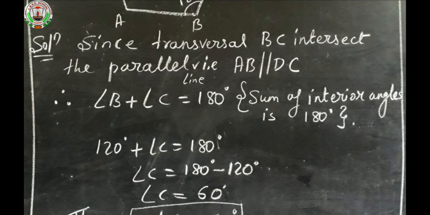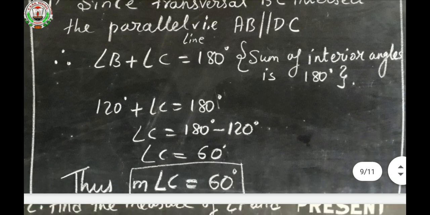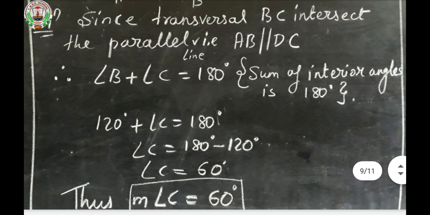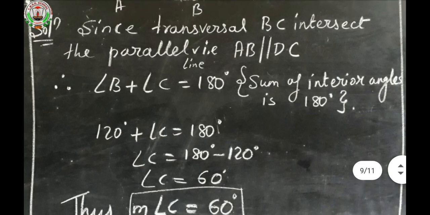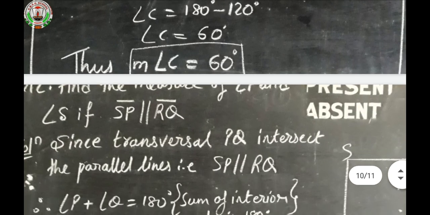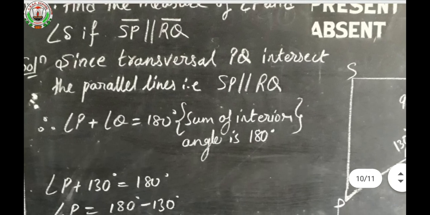The angle B value we already have, that is 120 degrees from the figure. So 120 degrees will be transposed and become minus 120. Then 180 minus 120 will become 60 degrees. Hence the measure of angle C will be equal to 60 degrees. Understood everyone? Okay. Next, question number 12.